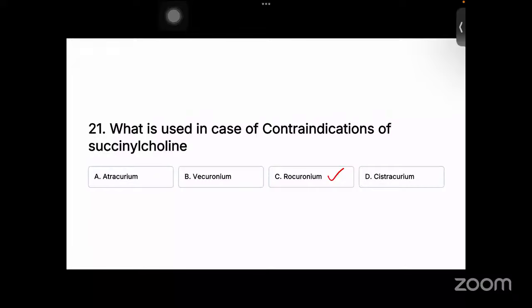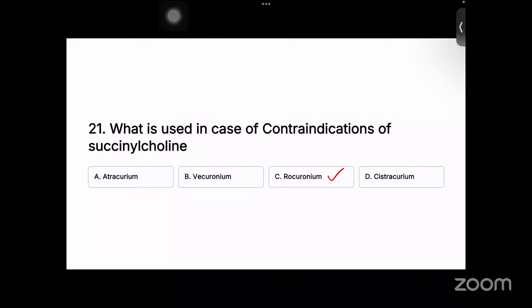If you are asking about vecuronium, yeah, it's an intermediate acting agent, so you have to wait for 2 to 3 minutes. And other options like atracurium and cisatracurium are useful in the case of renal or hepatic failure, but they are also intermediate. So you have to wait for 2 to 3 minutes.